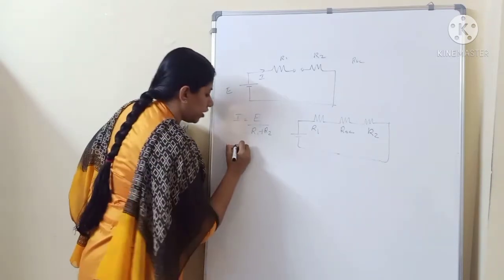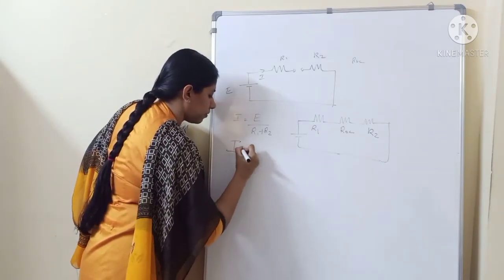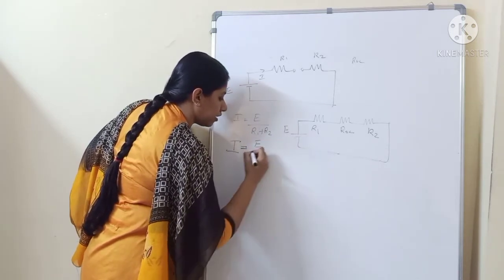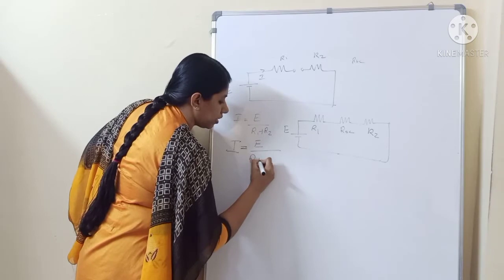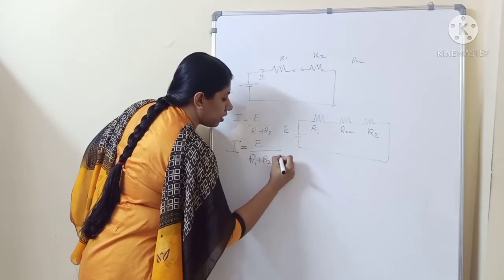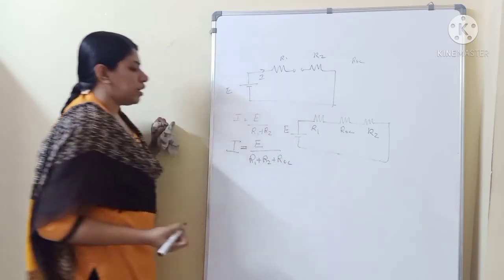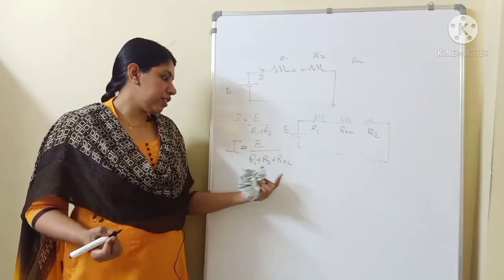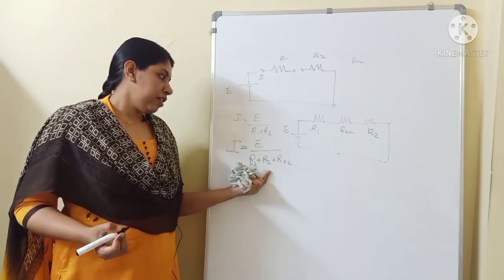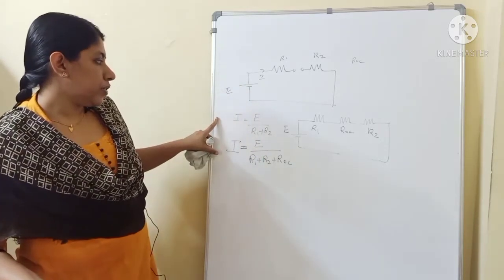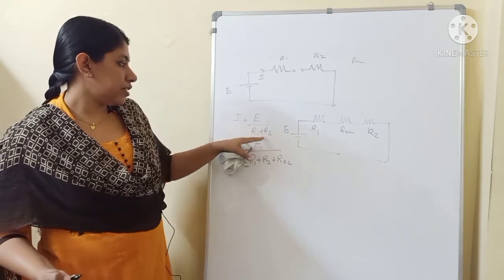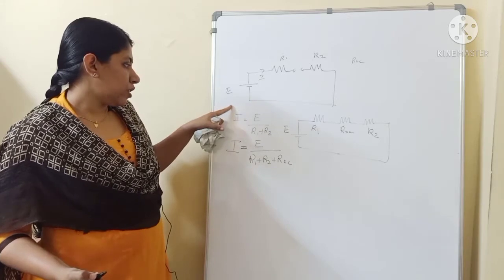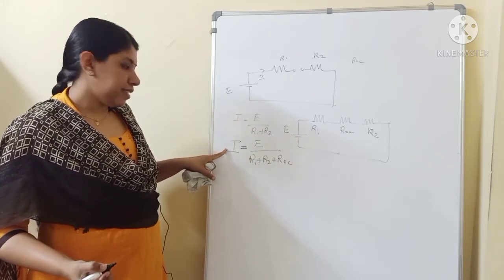Now the value of the current will be E divided by R1 plus R2 plus ROC. Here, if you consider that the value of ROC will be extremely high, the other values can be considered negligible. If you compare the two equations, in this case the resistance is small compared to the resistance in this case. So the current will be more in this case and less in this case.